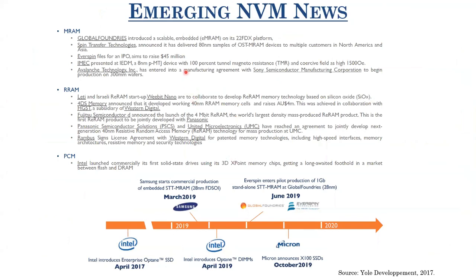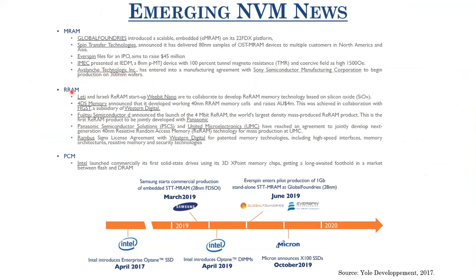Here I've summarized some of the latest news. For MRAM, GlobalFoundries introduced a scalable embedded MRAM technology on its 22FDX platform. You have Spin Transfer Technologies, which is a startup. Everspin filed for IPO, aims to raise $45 million, which it got, and it got huge funding for SOT. IMEC is one of the leading companies working on magnetic memories as well as flash memories. And Avalanche Technology is also a startup, which was bought by Sony.